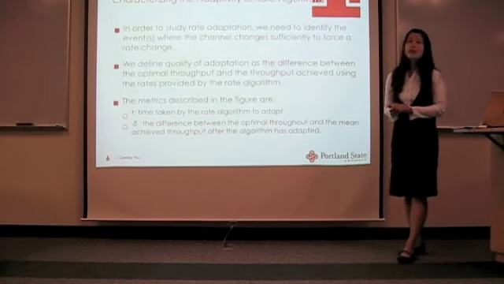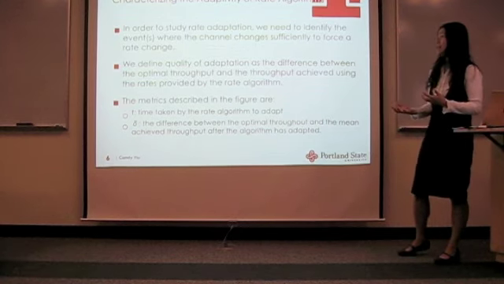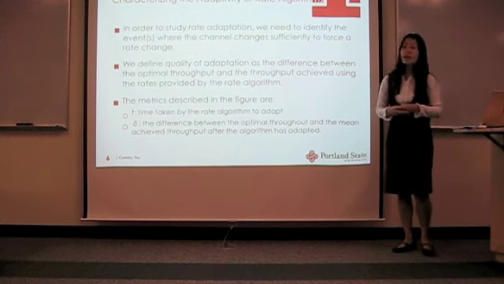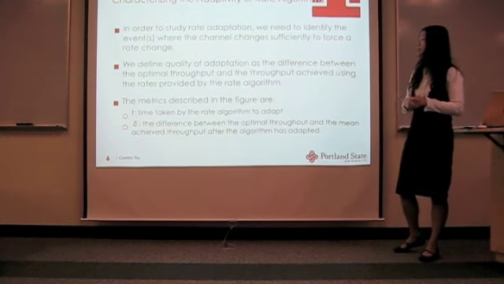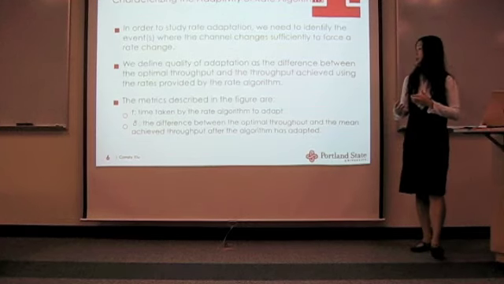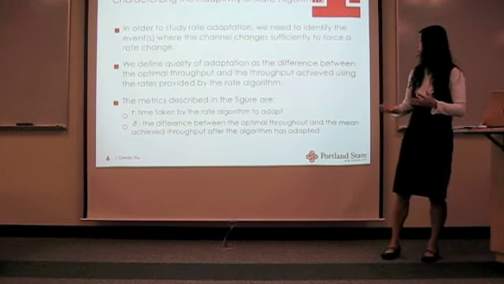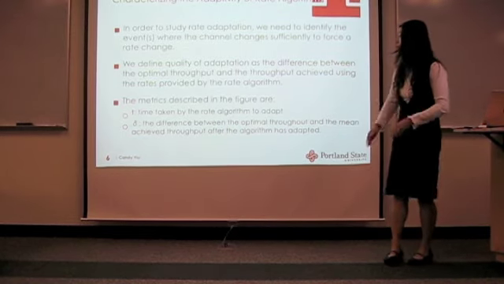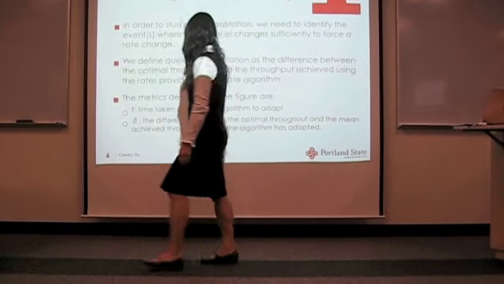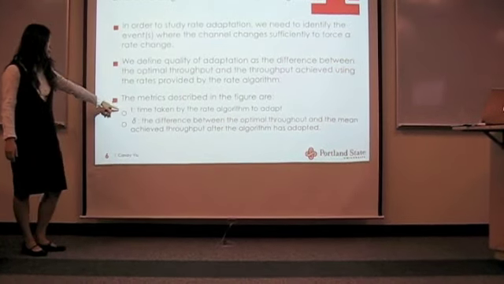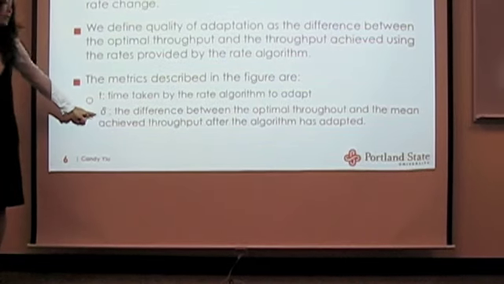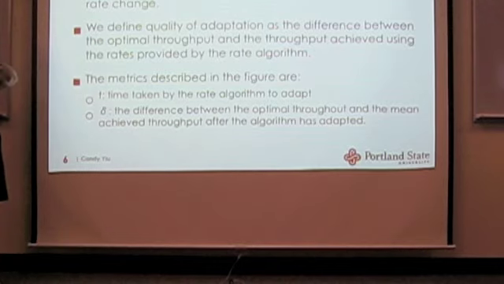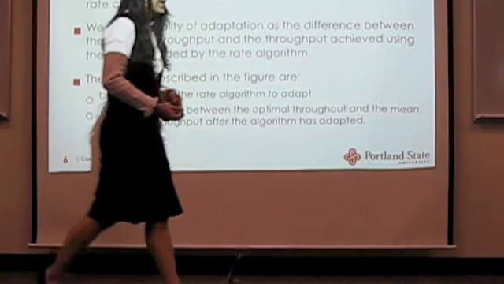So in order to study rate adaptation, we need to identify events where the channel changes significantly to force the rate to change. We define quality of adaptation as the difference between the optimal throughput and the throughput achieved using the rate provided by the rate algorithm. So the metrics that we describe here in the figures are T, the time taken by the rate algorithm to adapt, and delta, the difference between the optimal throughput and the mean achieved throughput after the rate algorithm has adapted.